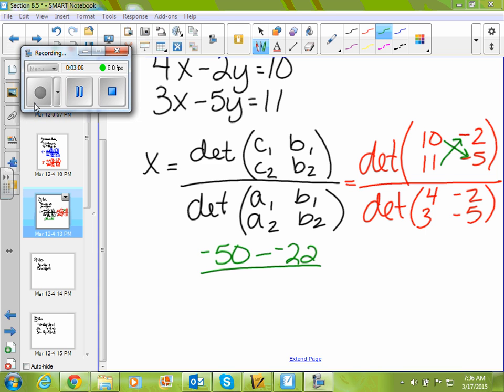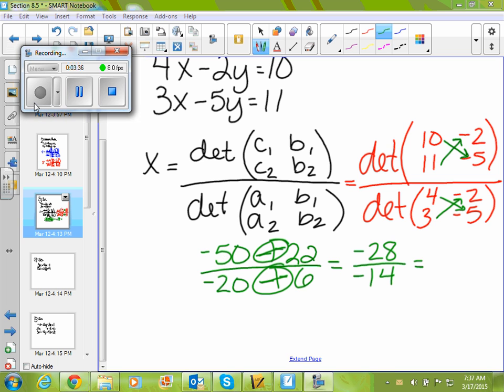If I do the same thing for the denominator, 4 times negative 5 is negative 20. Minus 3 times negative 2 is negative 6. Well, these minus negatives turn into positives. So negative 50 plus 22 is negative 28. Negative 20 plus 6 is negative 14. And negative 28 divided by negative 14 gives me positive 2. So I know x is positive 2.